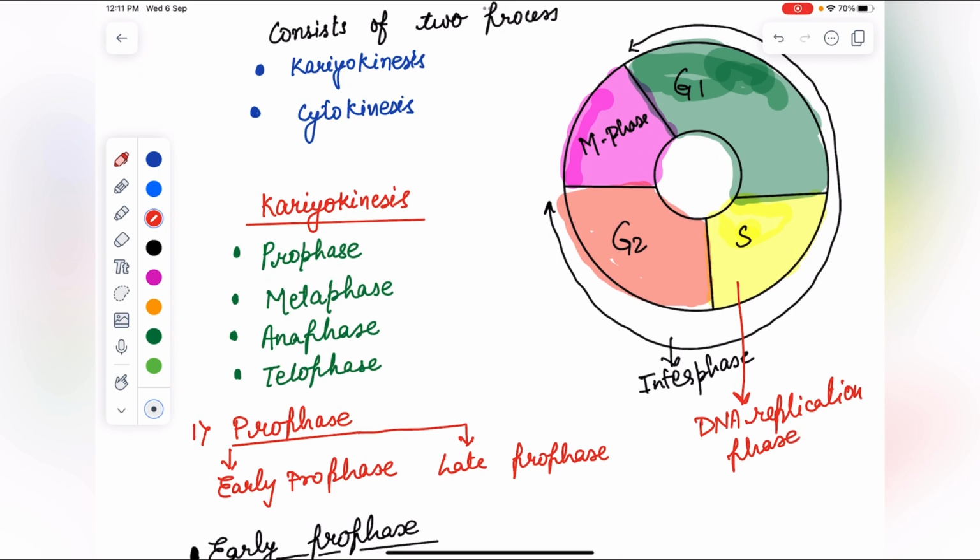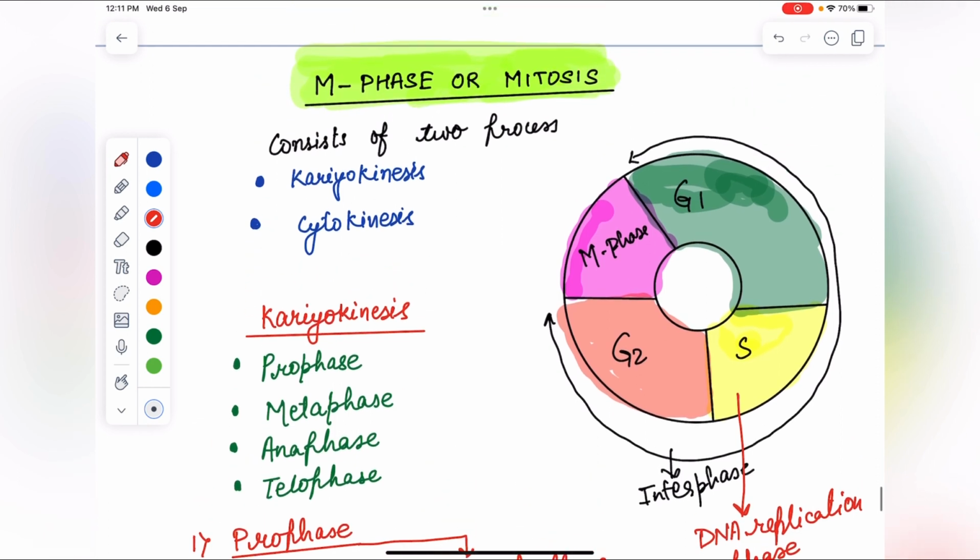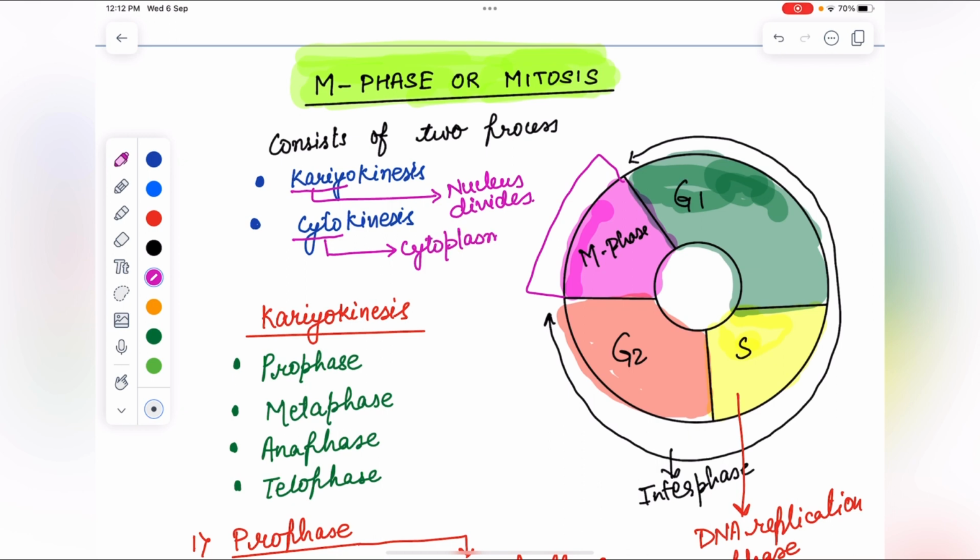Now today I am going to start mitosis, the M phase. Mitosis consists of two processes, that is karyokinesis and cytokinesis. Karyokinesis means division of the nucleus. In this, the nucleus divides. Cytokinesis means division of the cytoplasm. The cytoplasm divides.